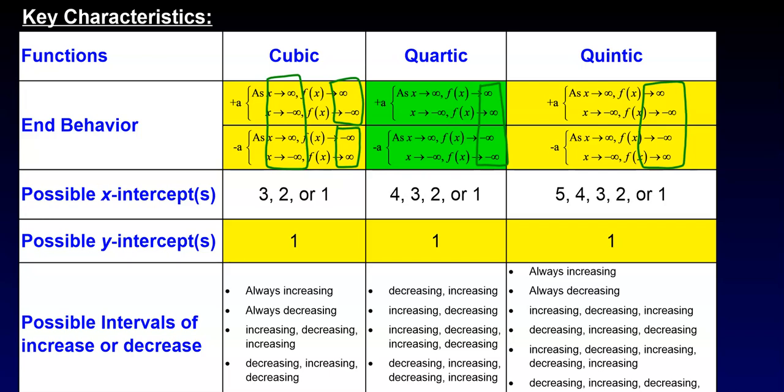Possible x-intercepts. With cubic functions, it could be 3 or less, as low as 1. With quartic, you can have 4, 3, 2, or 1. And with quintic, you could have 5, 4, 3, 2, or 1. You'll notice that for the y-intercepts, they all have only one y-intercept.